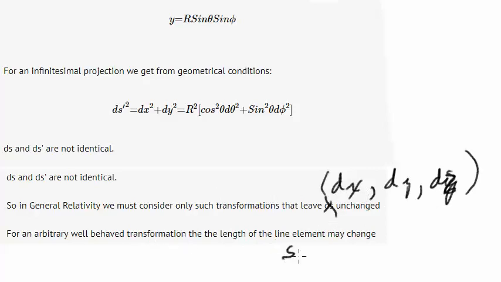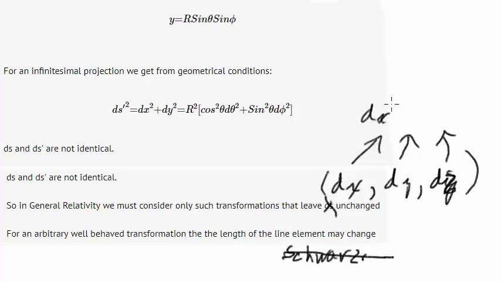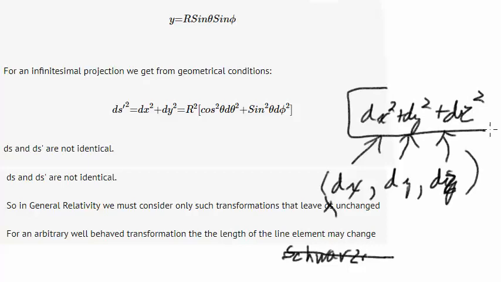So in particular, Schwarzschild, well, what is the line element? Is the length of the line element going to be dx squared plus this? This is the length of the line element. And in the case of this one, this is the length of a projection of the line element. ds prime is the length of a projection of the line element.